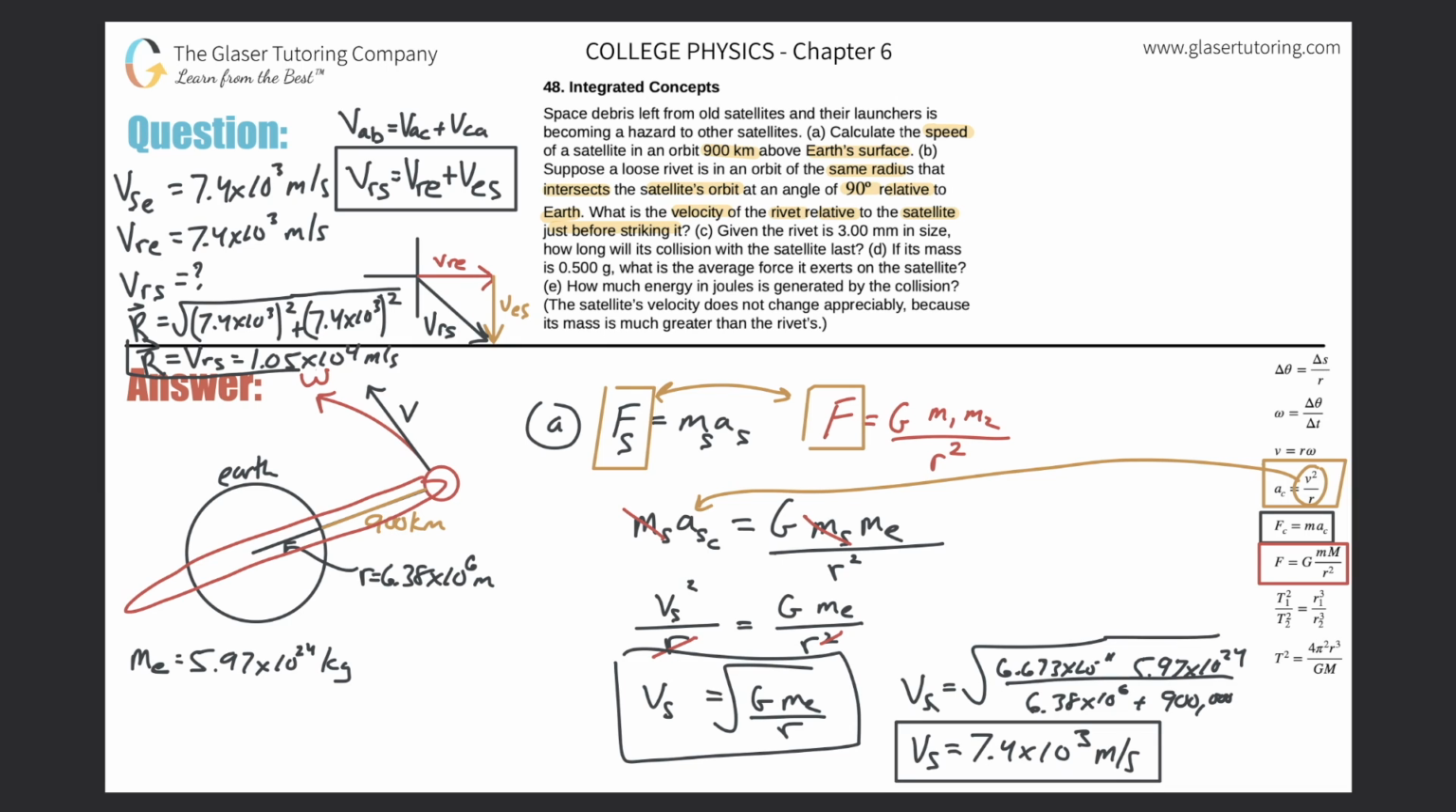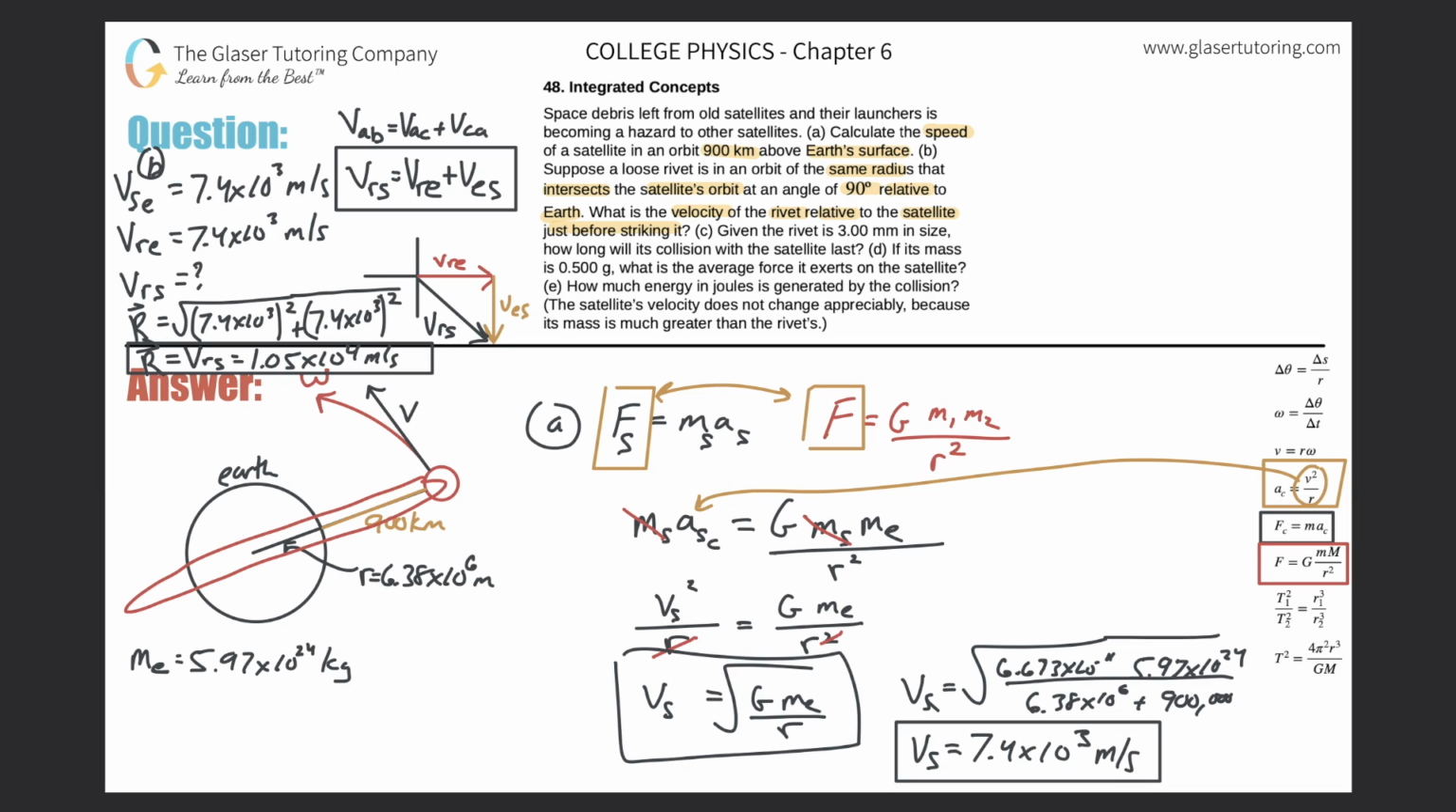This is the velocity of the rivet relative to the satellite. Okay, 1.05 times 10 to the fourth meters per second. Oh my God, this is a long one. So this is B. All right, let's keep it going, guys. Letter C.